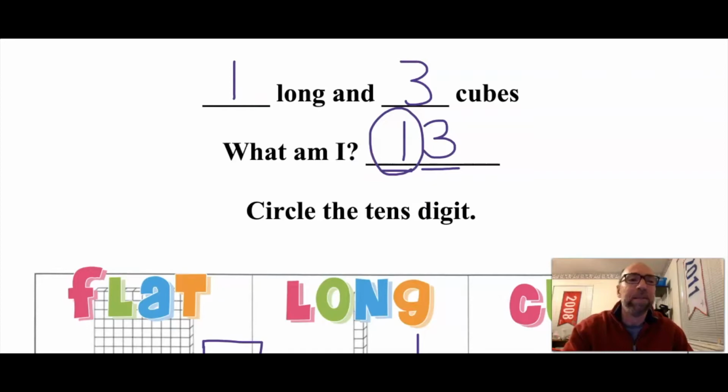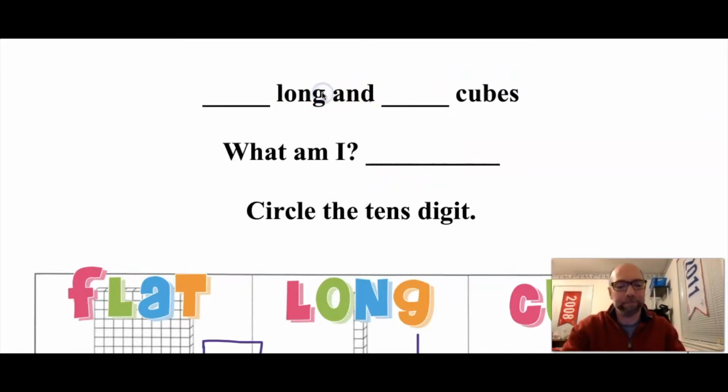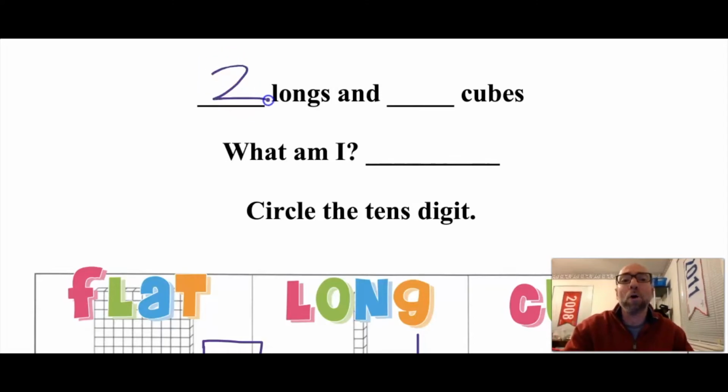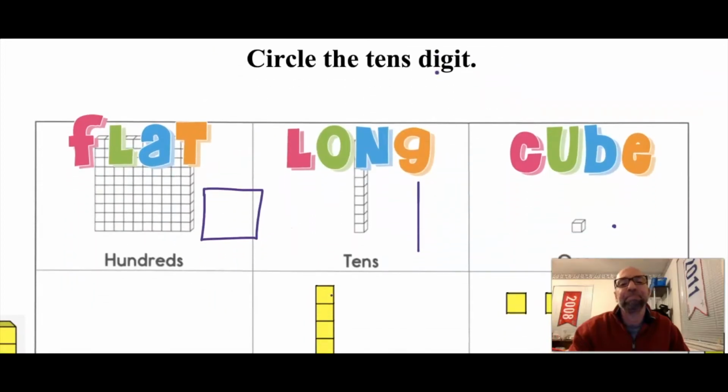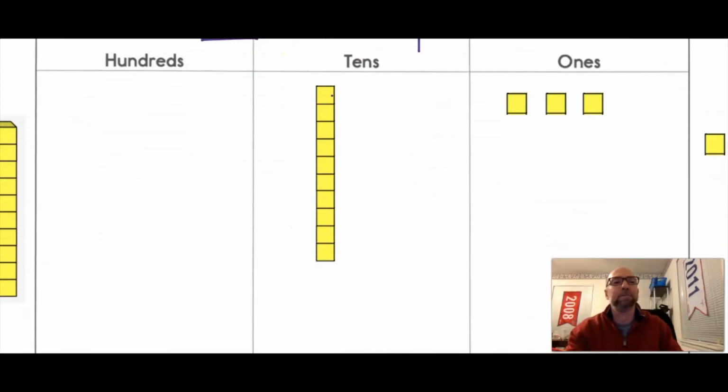Let's try another one. Go ahead and clear off your sheet protector. Here's our next one. This time we have 2 longs and 8 cubes. What am I? Circle the tens digit. 2 longs and 8 cubes. What am I?